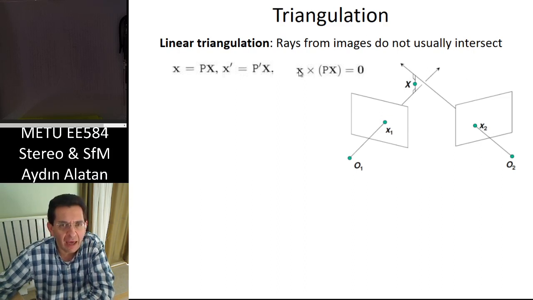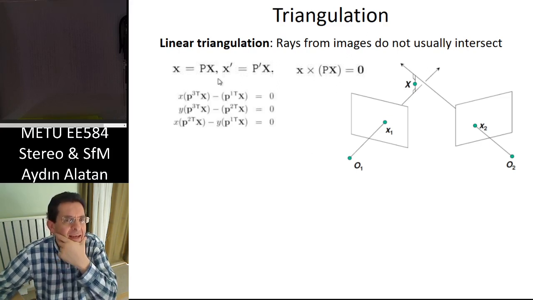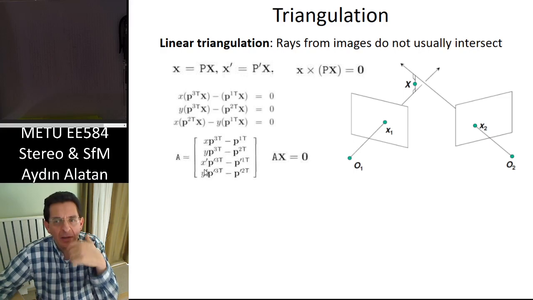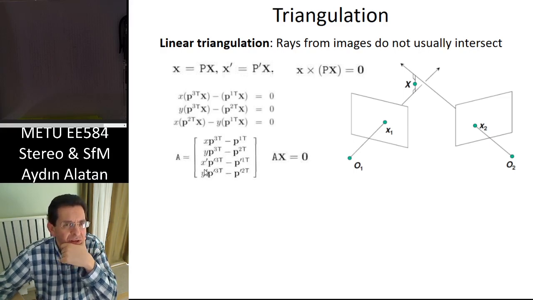One interesting thing to note: x cross PX is equal to 0. Hence, we can obtain these relations. One of them is linearly dependent on the other two, therefore I take only two of them. Finally, I obtain a relation using two equations from here and two equations from there, in terms of the projection matrices P and P prime, their first, second, and third rows, and the corresponding x, y and x prime, y prime pixel coordinates.